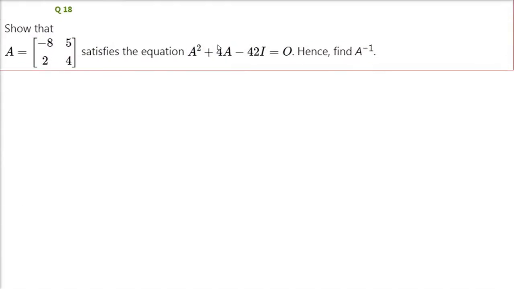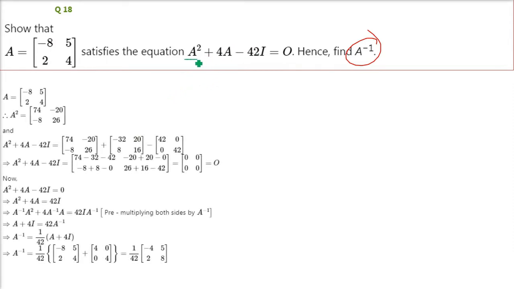Now this is also a same question like this. So A square, that is you have to multiply the matrix twice. Means the same matrix had to be multiplied with same matrix, then 4A minus 42I. And as I said, 42I has to be taken on the right hand side.